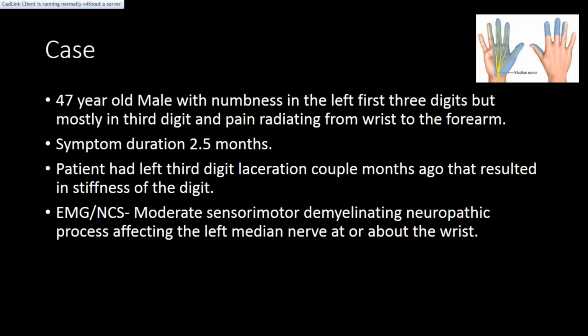Okay, another case. This is a case of a 47-year-old male with numbness in the left first 3 digits, again in the median nerve distribution. Out of all 3, he has more symptoms in the 3rd digit, the middle one. His pain was radiating from the wrist to the forearm, and we do see that in carpal tunnel syndrome. In carpal tunnel syndrome, the pain can radiate up to the forearm or shoulder.